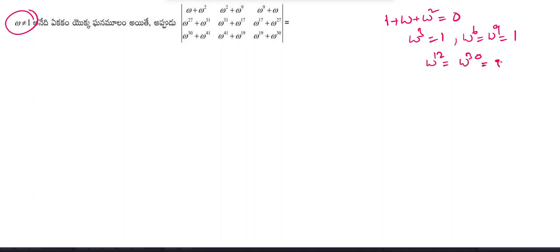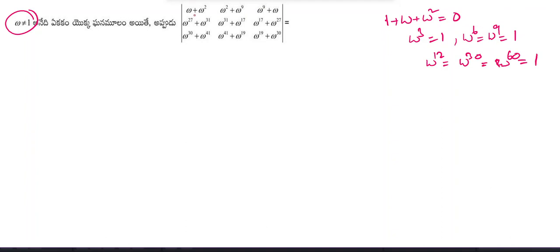If omega is a cube root of unity, we know the formulas: 1 plus omega plus omega square is equal to 0 and omega cube is equal to 1. That means multiples of 3, omega cube, omega power 6, omega power 9, omega power 12, omega power 30, omega power 60, all these values are 1. That is, if the power is divisible by 3, the value is 1.